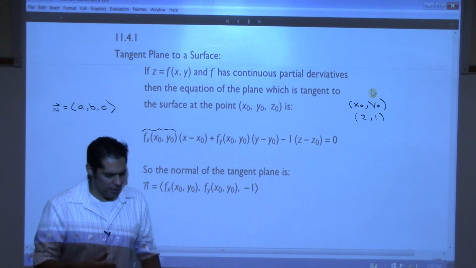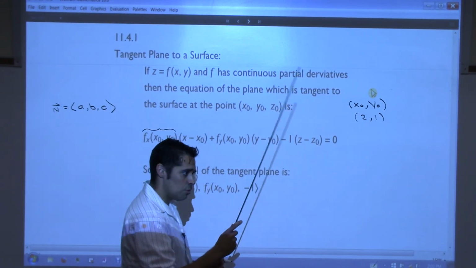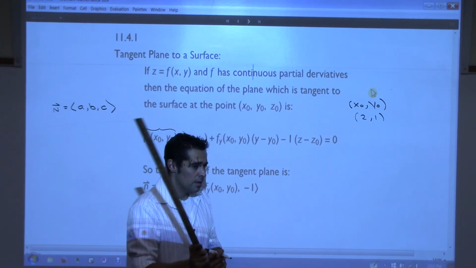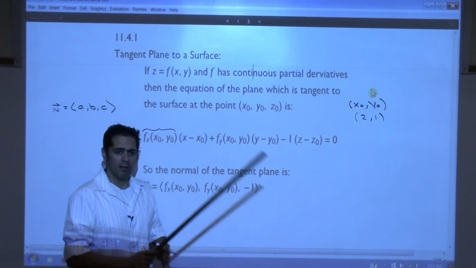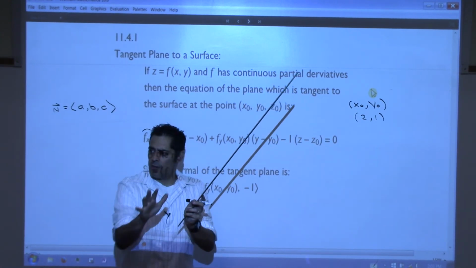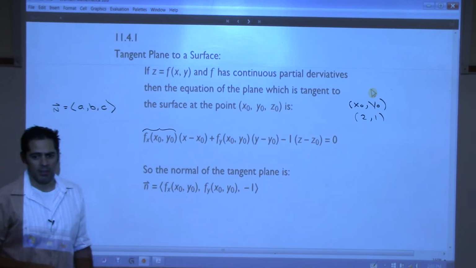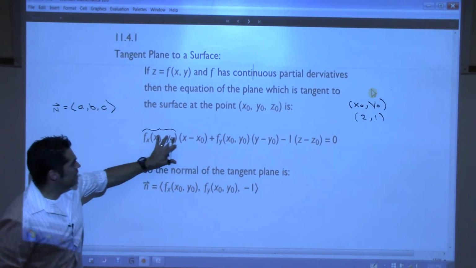If I go out 2 and I go over 1, we said that pointed in this direction, it was 6. This direction was 23. Remember that? What this is saying is that if I'm pointing out 6 this way and 23 this way, what is the equation of the plane that is tangent to that surface at that point? Well, here's the equation of the plane.